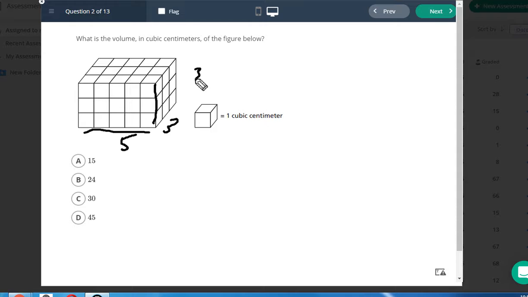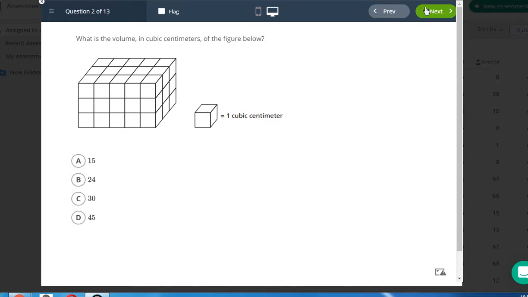So, in your calculator, you can do 3 times 5 times 3, okay? Or understanding that this is 15, and this is times 3. So 15 times 2 is 30. Add another 15, it's 45.